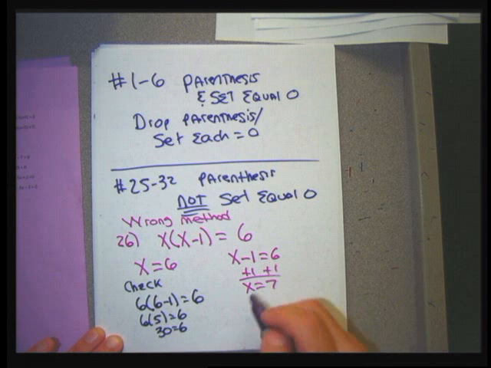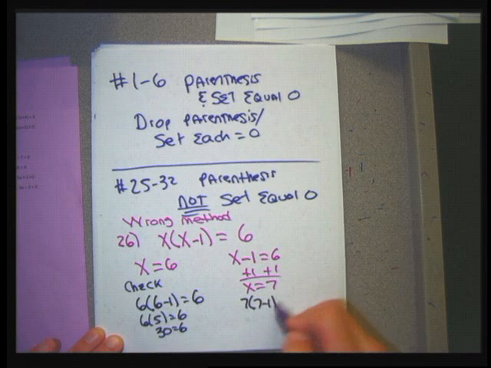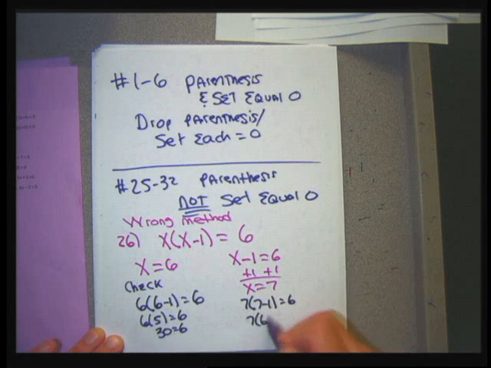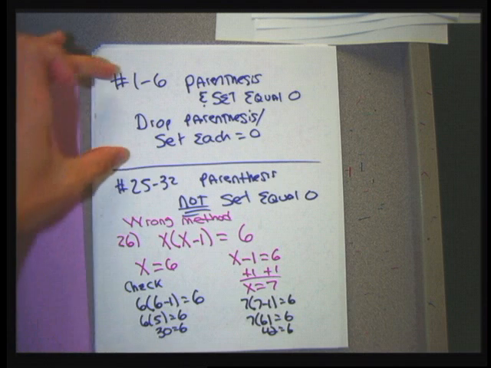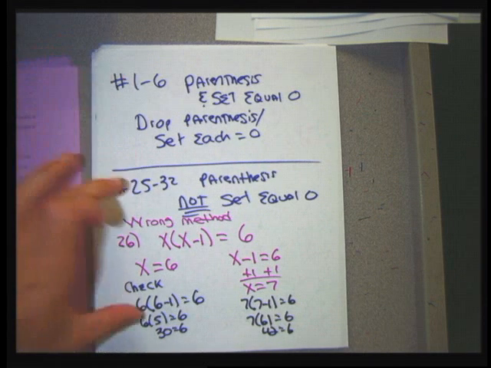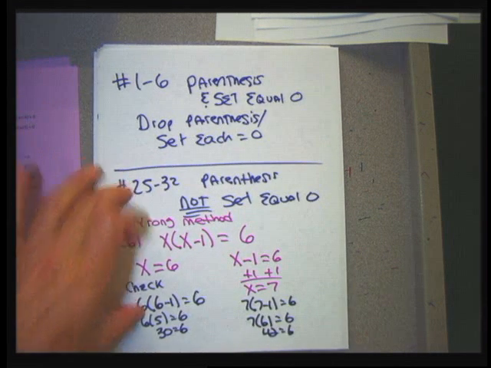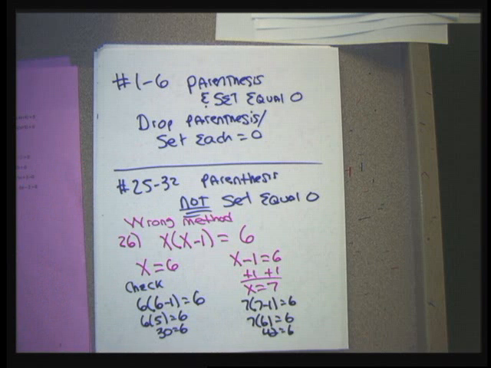For the next answer, 7, I'd go 7 times 7 minus 1 equal to 6. That's 7 times 6 equal to 6. That's 42 equal to 6. That's not a solution either. So what I did for problems 1 through 6 won't work for problems 25 through 32. I can't just drop the parentheses and set the contents equal to the right side. That only works when the right side is 0.